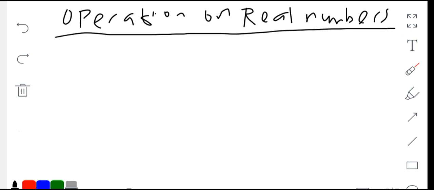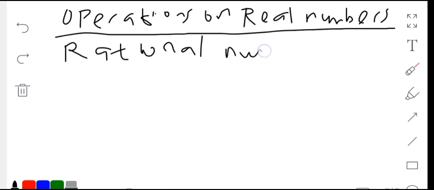Operation on real numbers. We have different operations on real numbers. Operation is just like the basic operations that we've been taught in school. Just normal operations that we all know about. So addition of rational numbers. Let's deal with operation on rational numbers first.